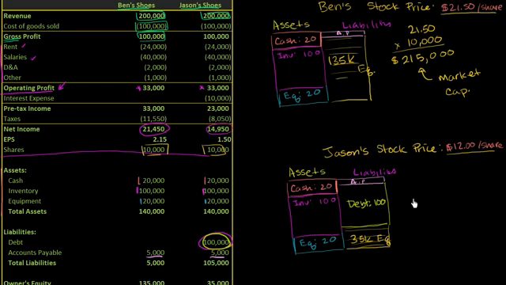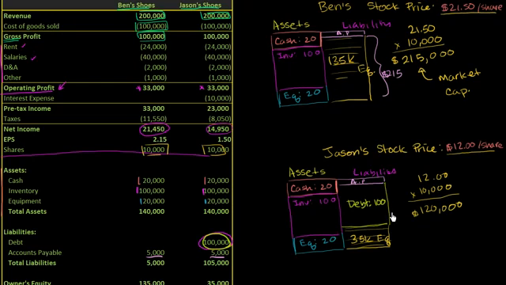Let's do the same thing for Jason's company. You have $12 per share times 10,000 shares. That gives us a $120,000 market cap. So the market is telling us that even though on the books Ben's equity, based on how he valued his assets and his liabilities, is $135,000, the market is actually valuing this at $215,000.